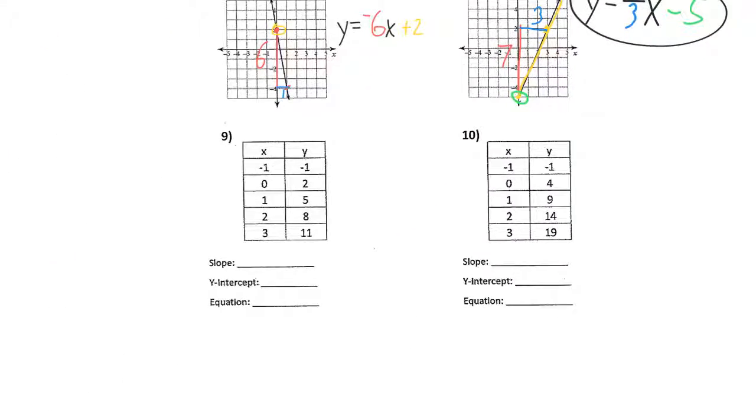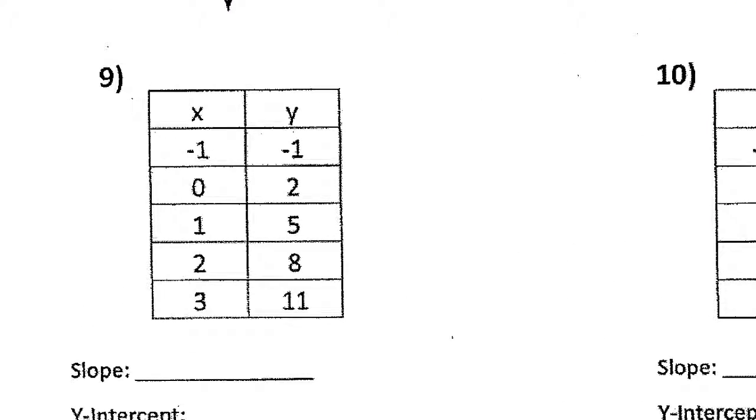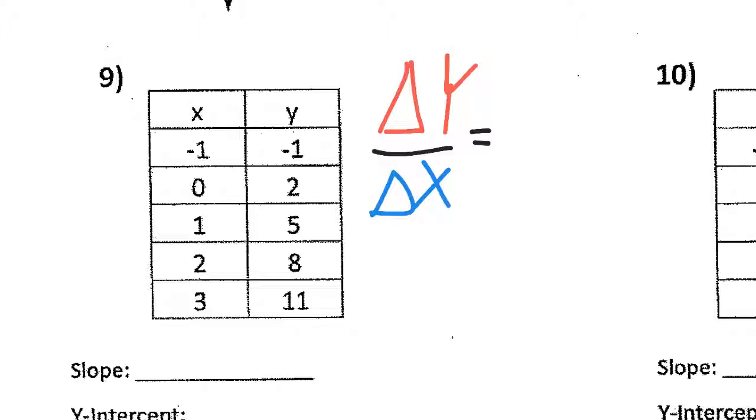All right, 9 and 10. Change of y over change of x. If you're not sick of hearing me say that, you're probably not listening. Change of y over change of x. First, I'm going to look at how much all the y's change by. So from negative 1 to 2, 2 to 5, 5 to 8, 8 to 11. These are all changing by 3. So my change of y is 3.